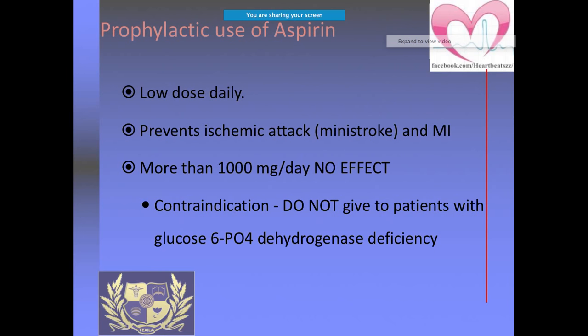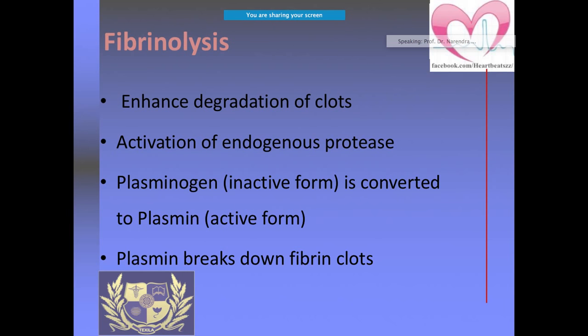So what is the prophylactic usage of aspirin? As I said, it tends to prevent ischemic attack, which is in the form of mini stroke, and myocardial infarction. You should not give it to people who have a deficiency of the enzyme called glucose 6-phosphate dehydrogenase. What is going to happen is they will have problems with the metabolism, so you should avoid it.